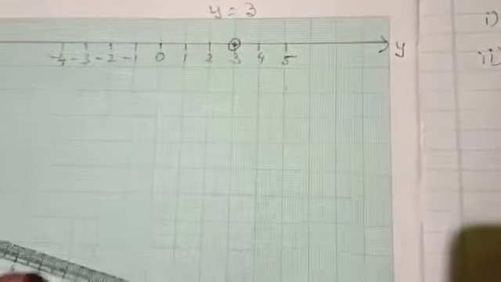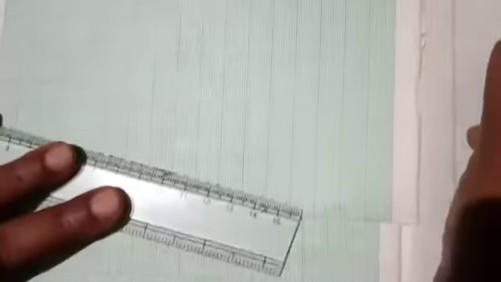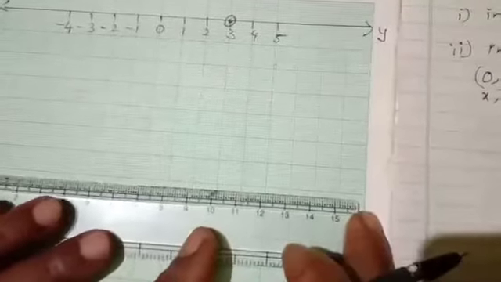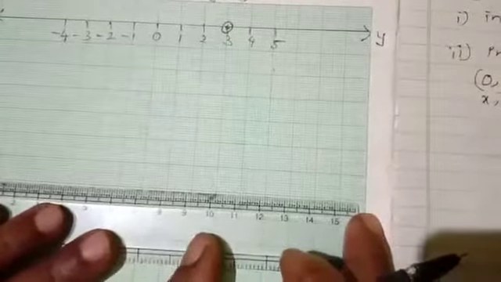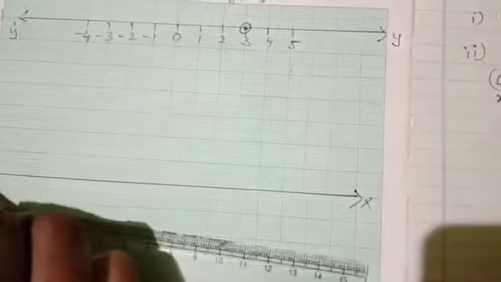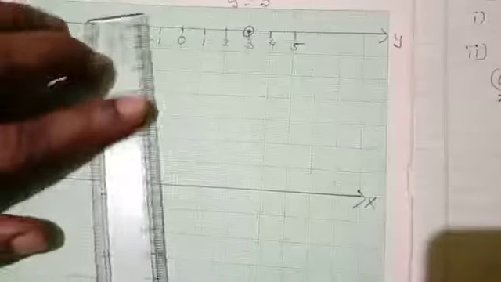Second question, in two variables. Two variables means the x value is 0 and the y value is 3. We always say x comma y. The y value is plus 3, as given, so in the y place we have to give plus 3. Then the x value is 0. Here we have to draw the x axis and the y axis. This is the x axis. This is the y axis.